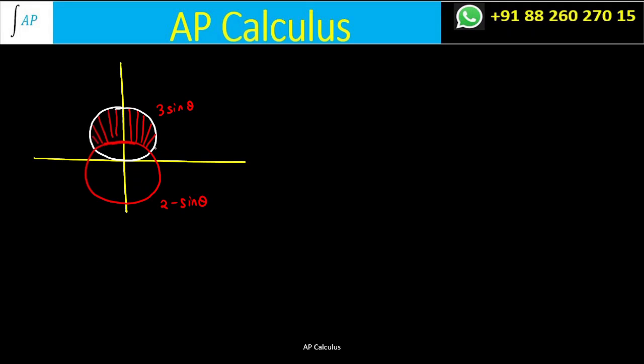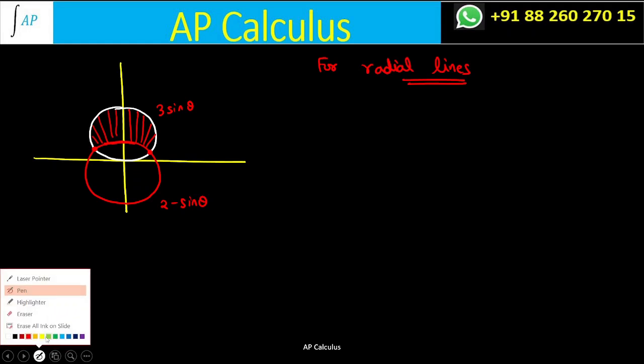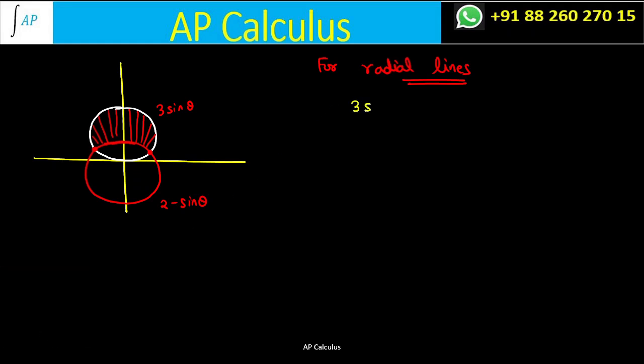So first of all, we have to find the radial lines. Radial lines are those lines at which the curves are intersecting. You can see they are intersecting at these 2 points. How to calculate these 2 points? For radial lines, we just equate both the r values. So 3 sin theta is equal to 2 minus sin theta. Take the sin theta to the left hand side: 4 sin theta is equal to 2. Sin theta is 2 upon 4, which is 1 by 2.